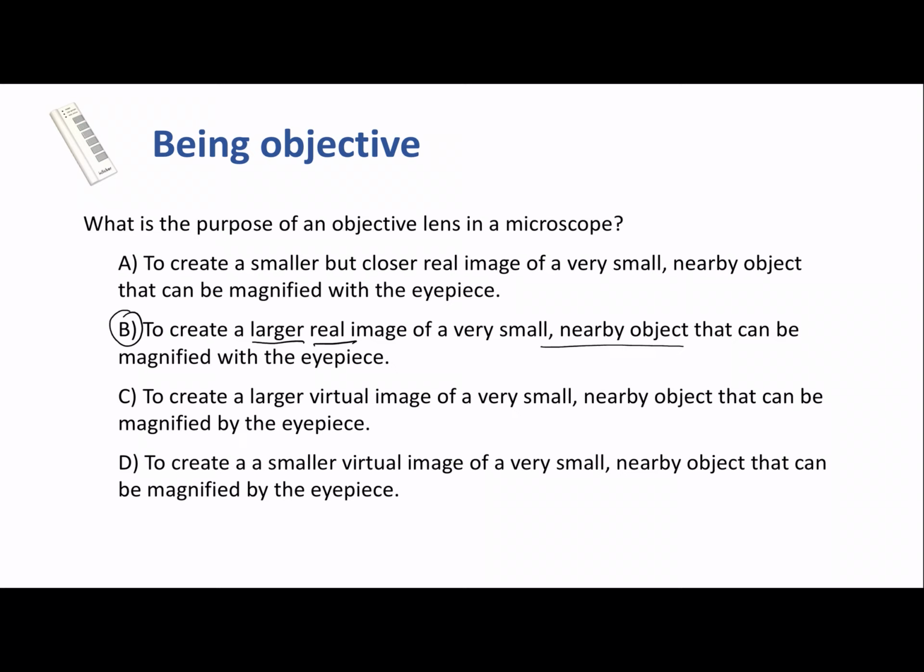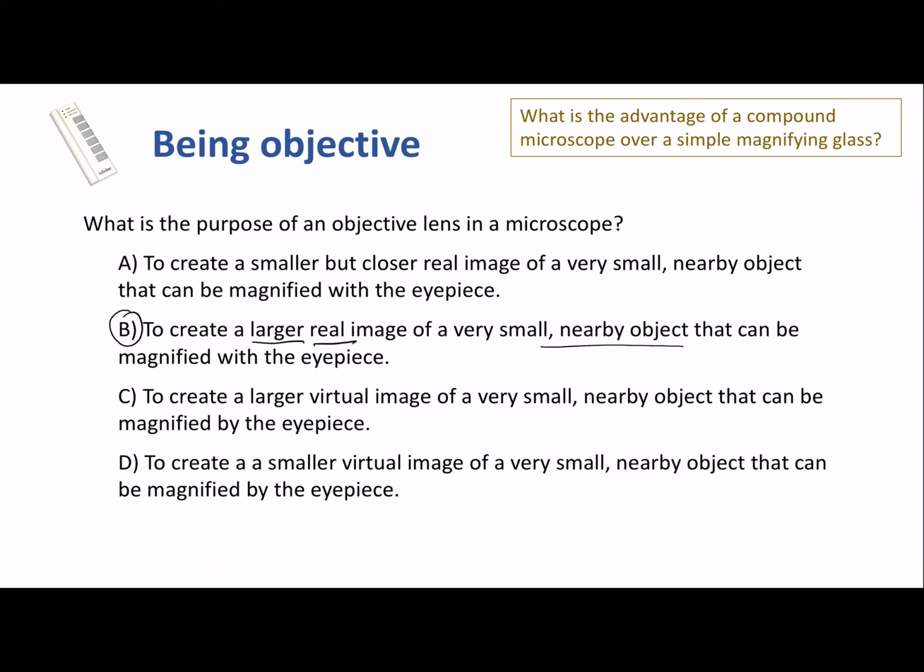So the purpose of an objective lens in a microscope is actually to magnify. That's why it's there. And that's why a compound microscope is actually more effective than a magnifying glass. If you just use a magnifying glass, yes, you can magnify the image of something. But what a compound microscope does is it magnifies twice. The objective is making a larger image of your object, and your magnifying glass, your eyepiece, is making a larger image of that image. That compound magnification allows you to make things much larger when you look at them.